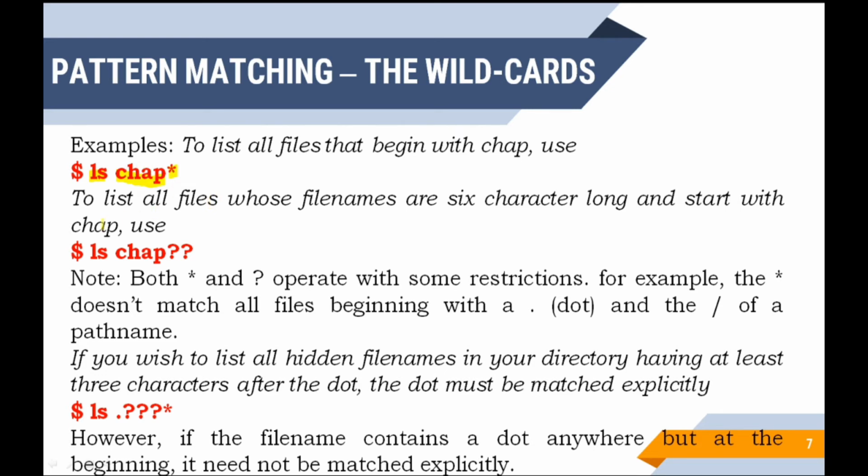Then the next example is to list all the files whose file names are 6 characters long and start with CHAP. In the previous example any number of characters could follow, but here they have mentioned 6 characters. It should start with CHAP, and the remaining 2 characters may be anything, but I require only 6 characters in length. So CHAP is there, then a question mark for a single character and another question mark for a single character.